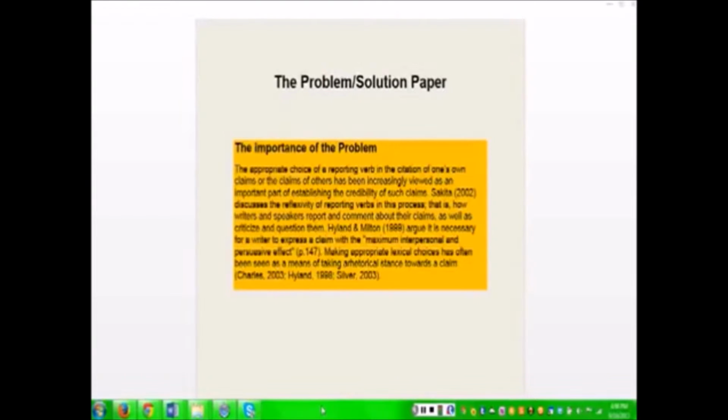Address an important problem that you wish to solve or discuss or argue about, and then perhaps pose some method for how you're going to do this. The problem solution paper needs to establish the fact that there is in fact a problem, and to identify the problem and its importance and its causes, and then what you plan to do about it.